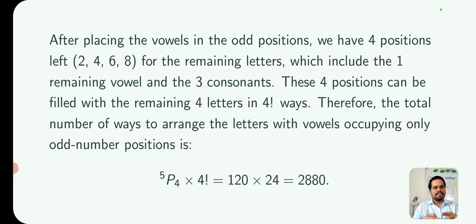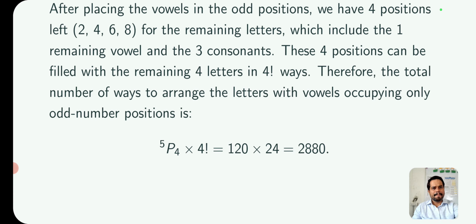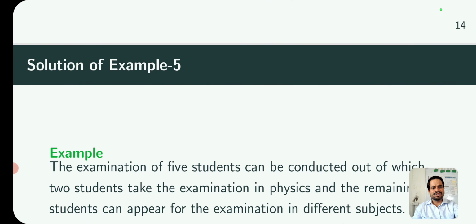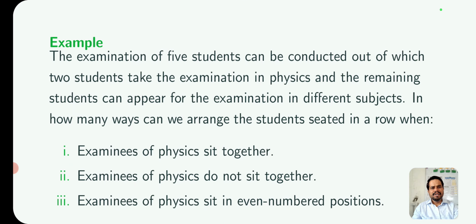Therefore, the total number of ways to arrange the letters with vowels occupying only odd number positions is given by 5P4 times 4 factorial. We get the desired result, 2880. So let us see the next example.